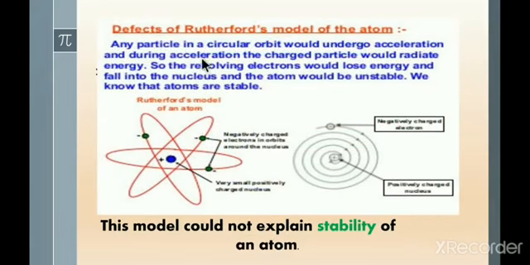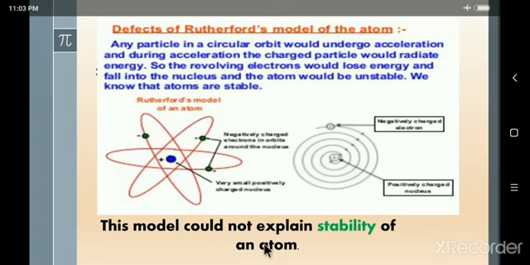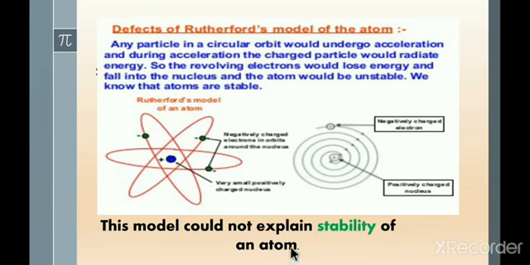Let's now discuss the defects of Rutherford's model of the atom. This model could not explain the stability of an atom. Students, any particle in a circular orbit would undergo acceleration, meaning during motion the charged particle would radiate energy, will lose energy. So the revolving electron would lose energy, you can see the arrows, and fall inside the nucleus. Then the atom should collapse. But this never happens, as we all know atoms are stable. So that is why this model failed.